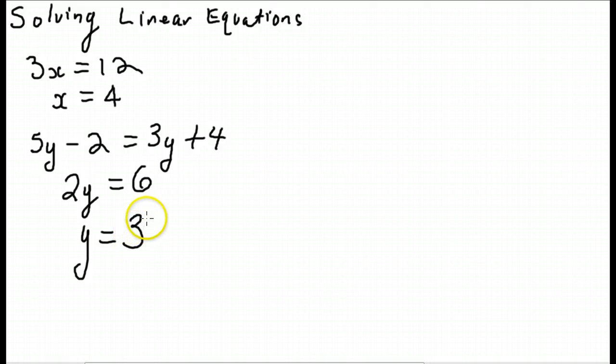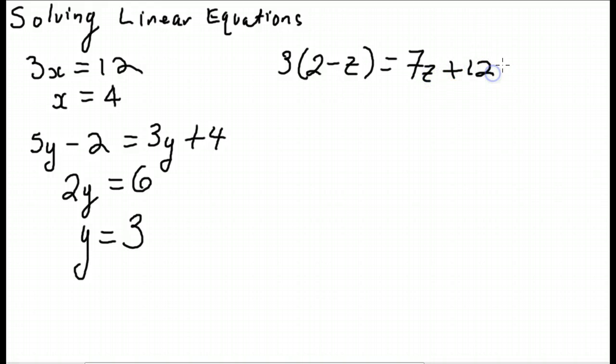We could get a little bit more complicated. Let's do something with some brackets perhaps. So let's say we have something like 3 times 2 minus z is equal to 7z plus 12 minus 4z. I'm running out of space.